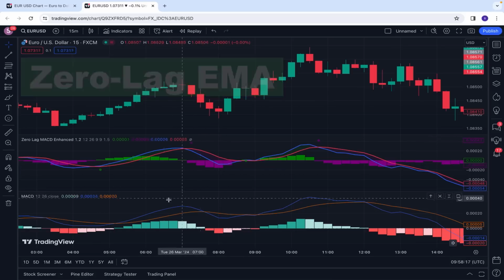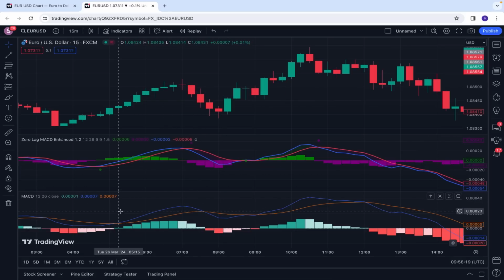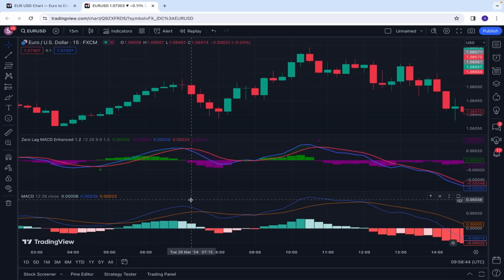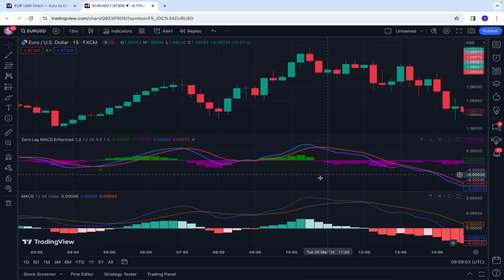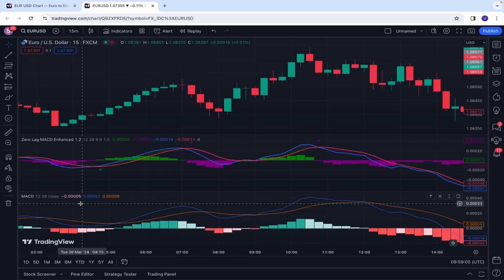And this new MACD uses zero lag EMA, which has made it a faster MACD in comparison to the old MACD. Alright, if you have worked with the MACD indicator, you know that one of the main signals of the MACD indicator is the crossover of the MACD line and signal line. When the MACD line crosses above the signal line, it's a bullish signal and the histogram goes above zero and becomes green. And when the MACD line crosses below the signal line, it's a bearish signal and the histogram goes below zero and becomes red.